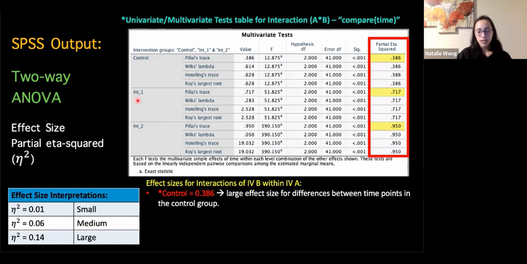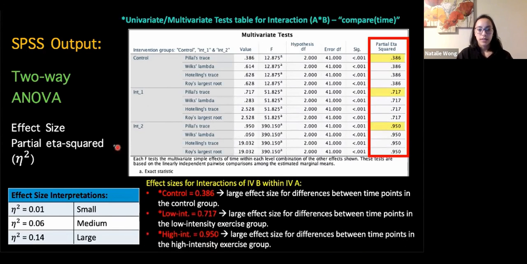Okay. So we had significant pairs in each of our intervention groups, so I put an asterisk next to all of these. Again, you could list your interpretations separately. They're all large effect sizes. Or you could combine them into one statement, saying there were large effect sizes for the differences between time points in the control group, and then list the effect size for the control group, then the low intensity, list the effect size, and for the high intensity exercise programs. Okay.